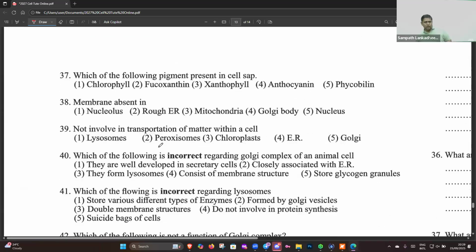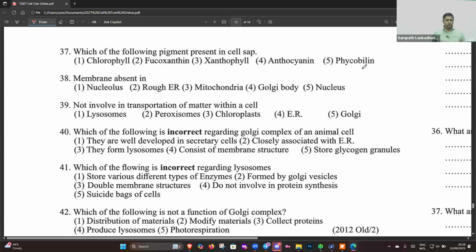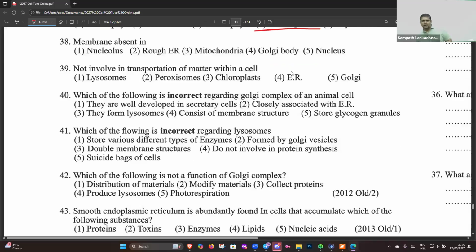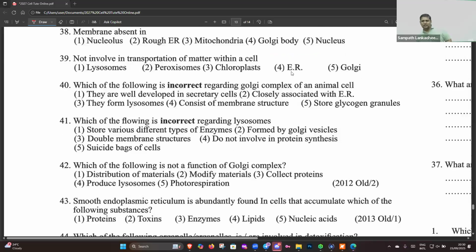Moving on to question number 37. Which of the following pigments is present in cell sap? Cell sap is in the vacuole, so the answer is anthocyanin.